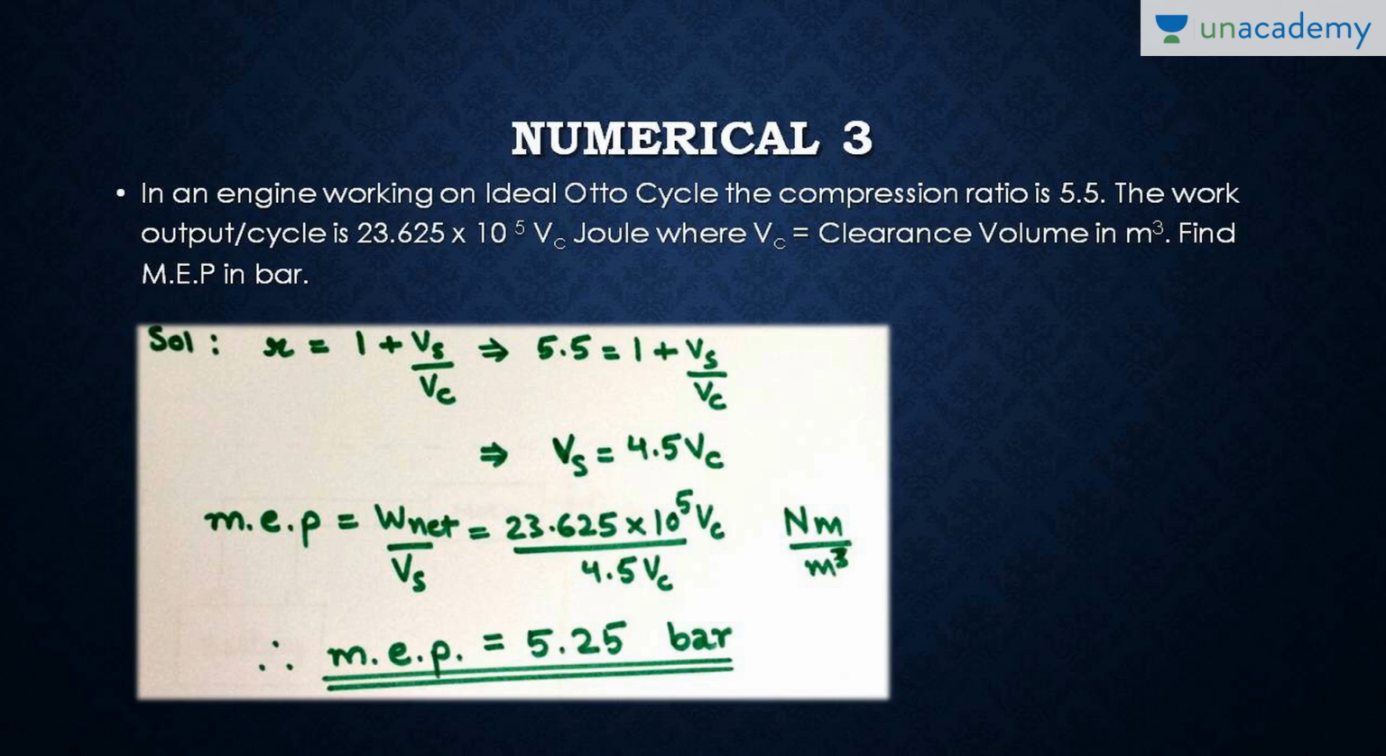Mean effective pressure is net work done upon swept volume. Net work done is 23.625 into 10 raised to power 5 Vc, and Vs is 4.5 times Vc. Cancel out Vc. The mean effective pressure would be 5.25 bar.